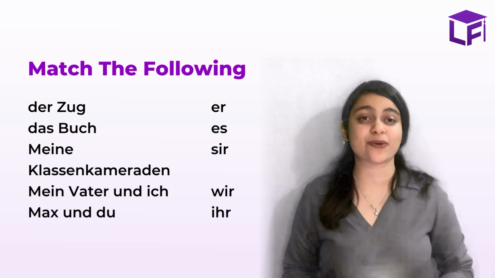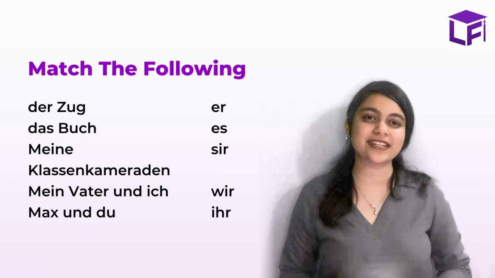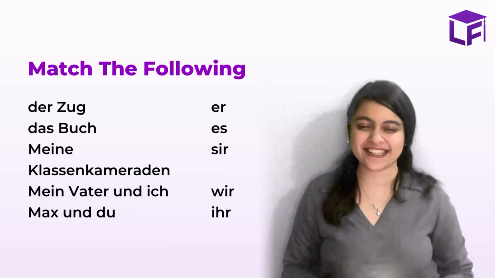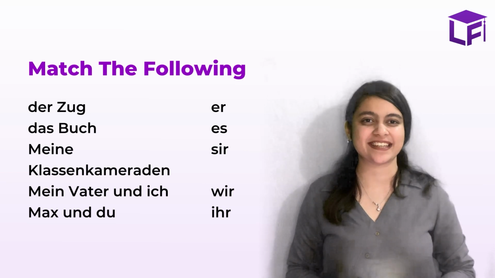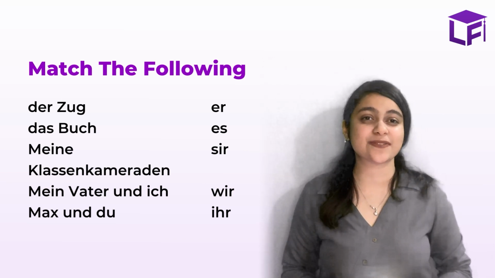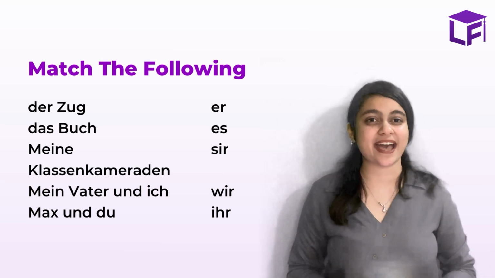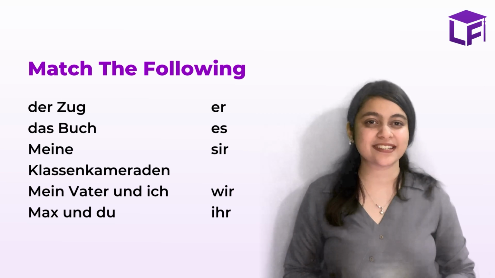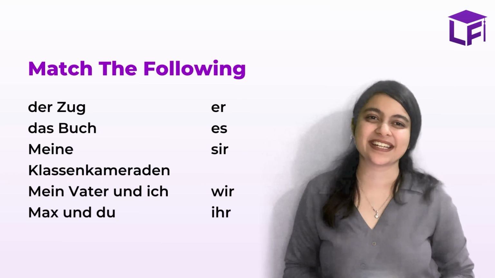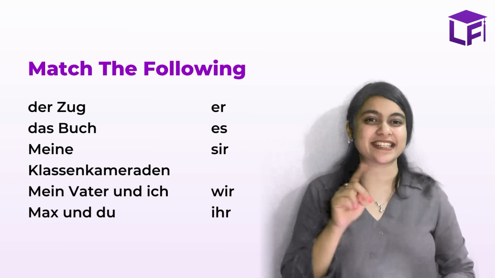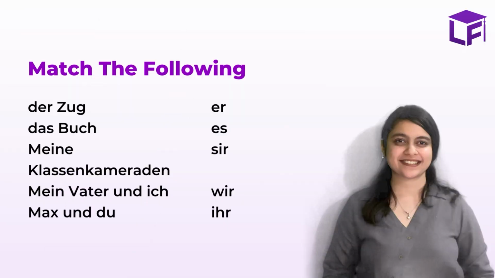Now, coming on to the next one: mein Vater und ich. What will be the pronoun that we'll use for it? Wir. Yes, that's absolutely right. Wir. My father and I. We. Okay? And the last one for us was Max und du. For that, which pronoun will we use? Ihr, which means you in plural. Okay? Because there are two people, right? Max and you. So it will become ihr, which is plural.